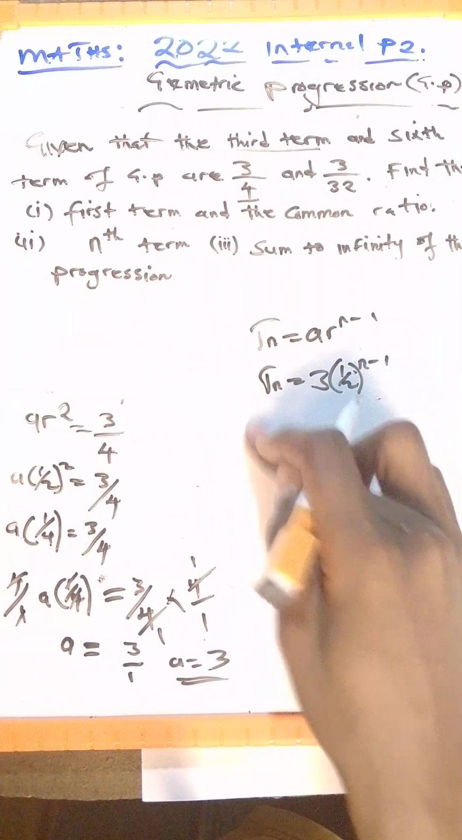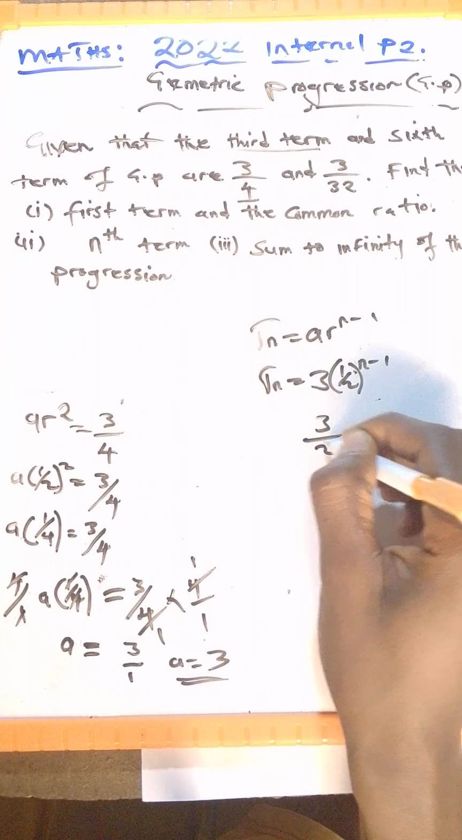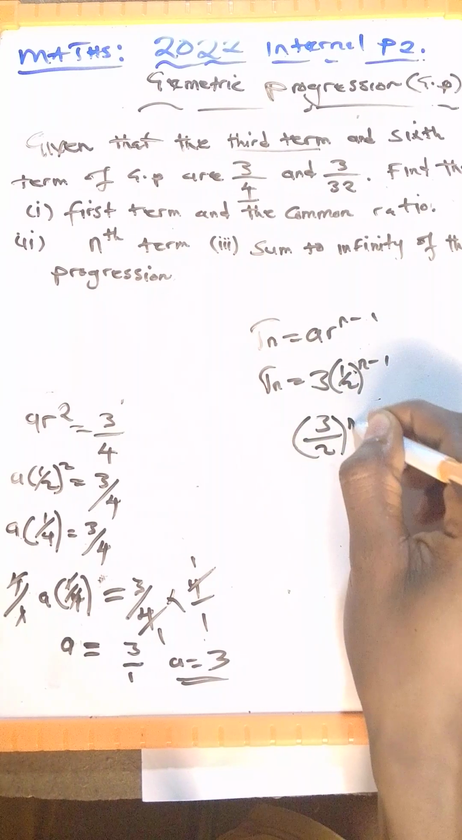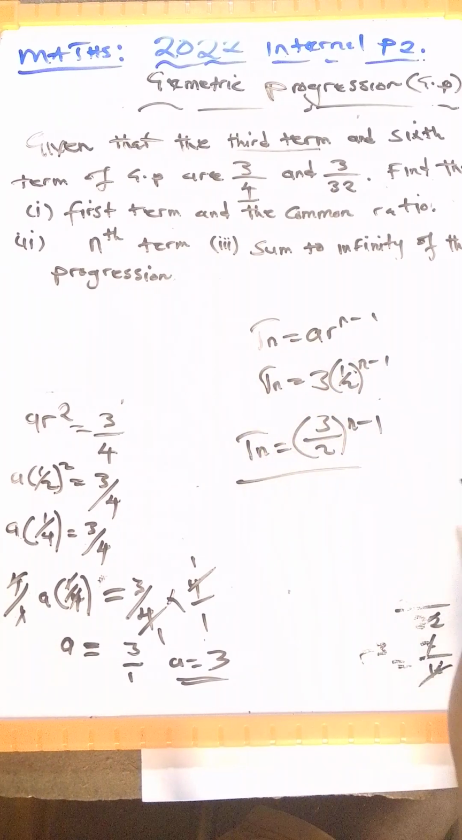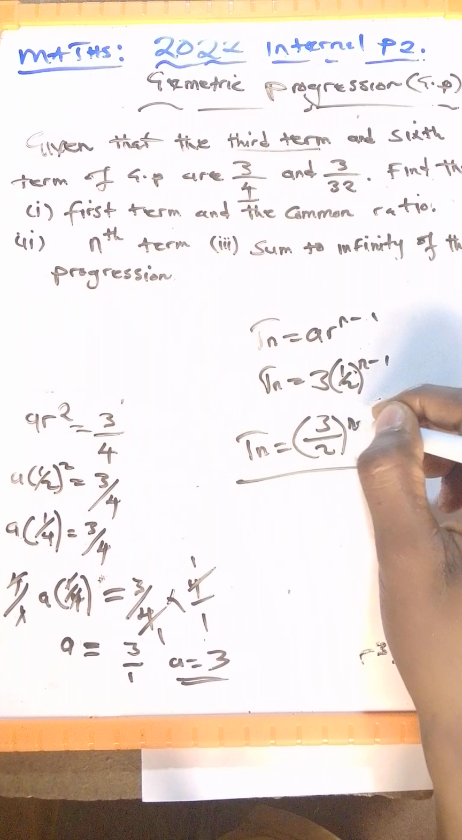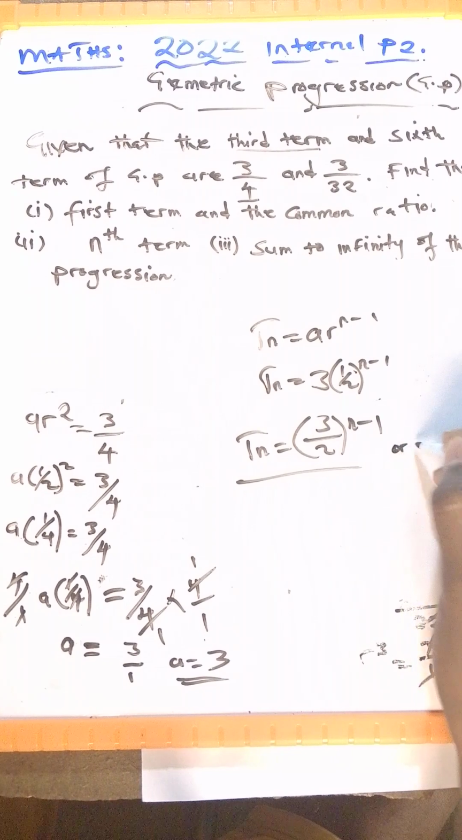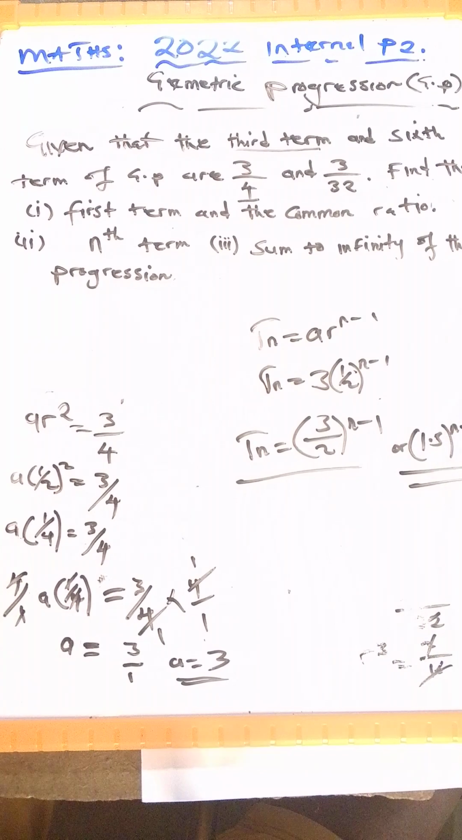Or if we want, we can say 3 by 1 to give us 3 over 2, then n minus 1. So this is our nth term, or we can reduce these numbers to remain with 1.5, then n minus 1. It's one and the same thing. If you want, you can put 0.5. So that is how we calculate for the nth term.